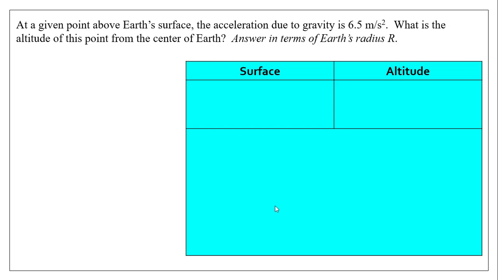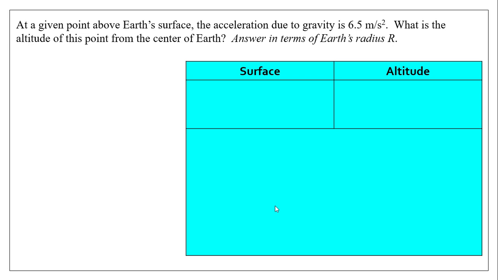So here we have a problem that says at a given point above Earth's surface, the acceleration due to gravity is 6.5 meters per second squared. And it says, what is the altitude of this point from the center of Earth? And it wants us to express answers in terms of Earth's radius r.